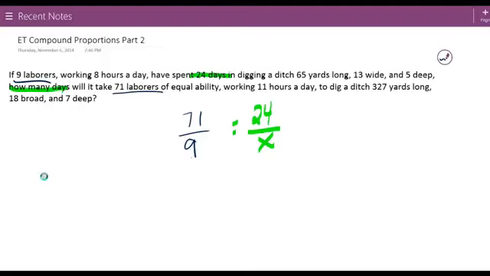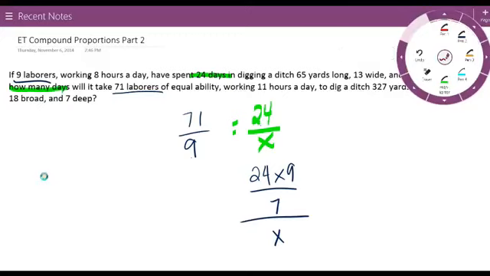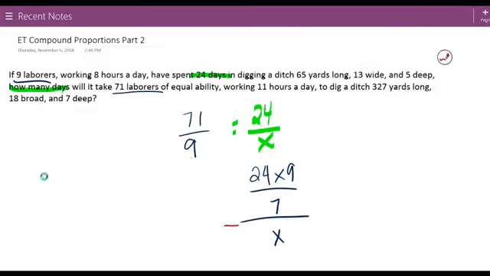So we're going to take our second and our third terms, multiply them, and divide by our first. So that's going to give us 24 times 9 over 71 over x. All right, still looking for that x. And now, since that's not the only consideration, let's look for our next one.